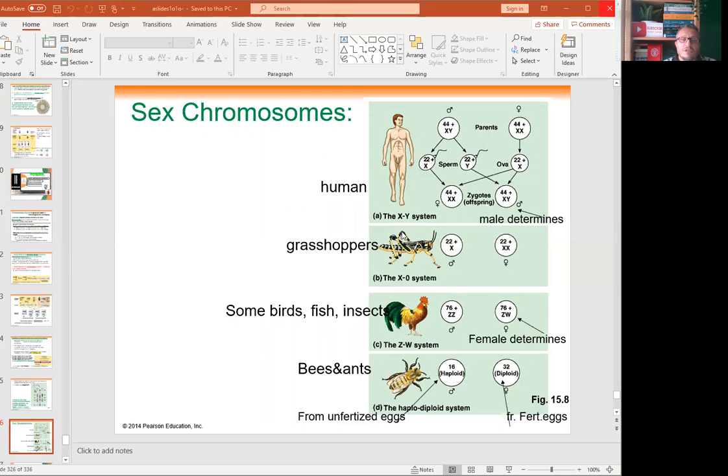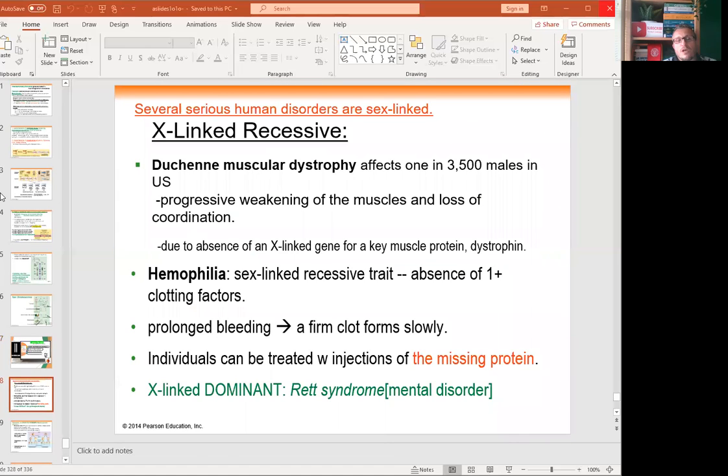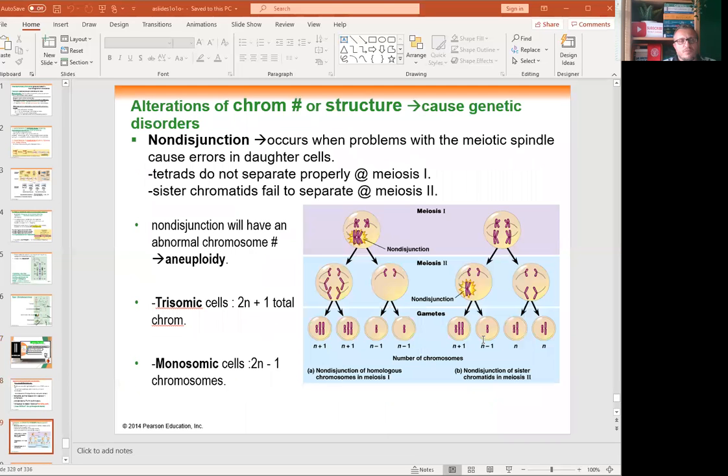Bees and ants have a haploid-diploid system. Their males come from an unfertilized egg, which is haploid with 16 chromosomes, and their females come from fertilized eggs, which are diploid with 32 chromosomes. Very interesting. X-linked genes are genes located on the X chromosome. The most known one is color blindness. Hemophilia and Duchenne muscular dystrophy are two other examples. X-linked dominant disorders are very rare, with examples like Rett syndrome, which is a mental disorder.